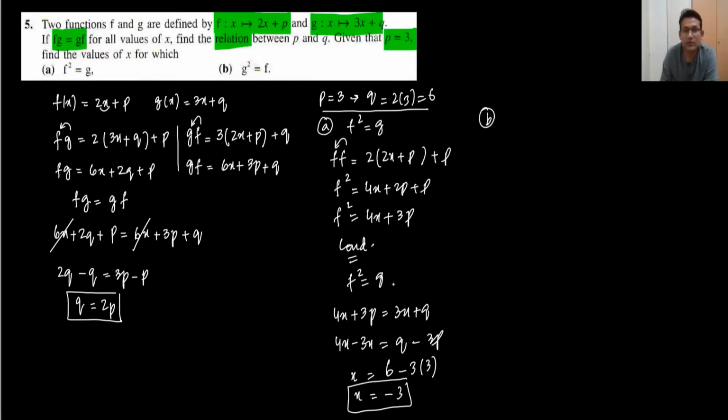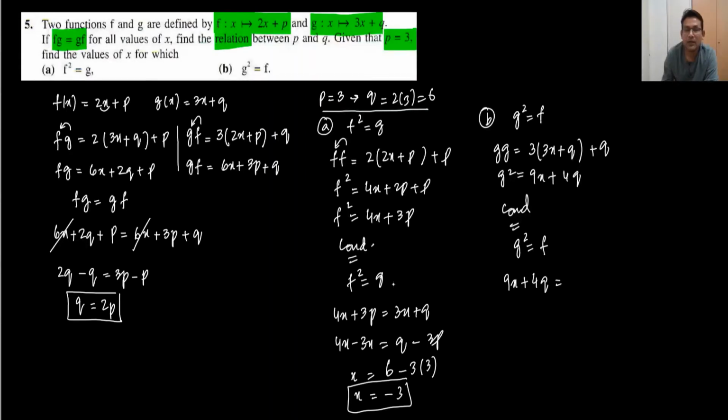In part B, we have g squared equals f. So g squared means g of g. G in g means I will write 3x plus q, and outside is also q. So this is g squared. This is 9x plus 3q, plus q is 4q. I'm writing directly. And the condition is g squared equals f, so I will write g squared is 9x plus 4q, and f is 2x plus p.